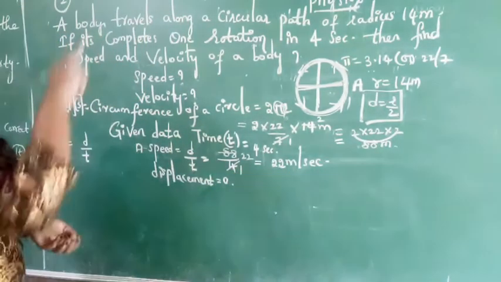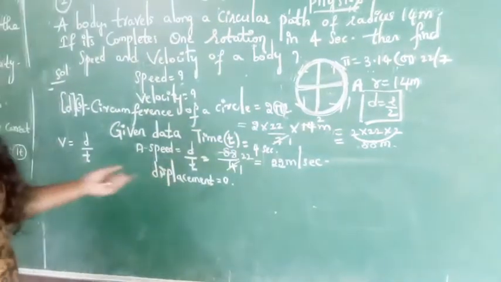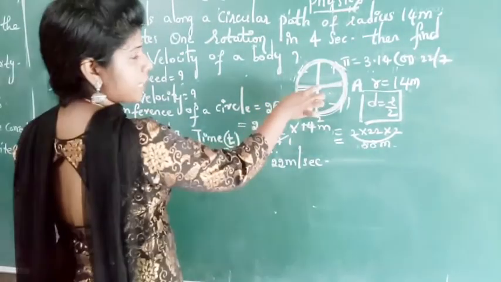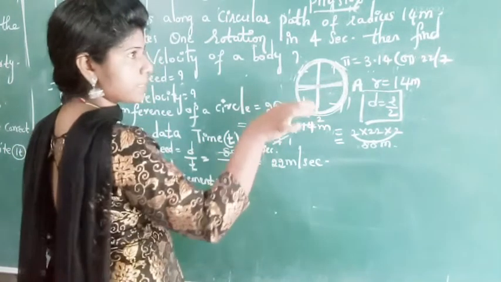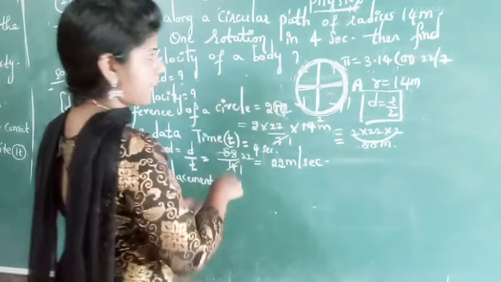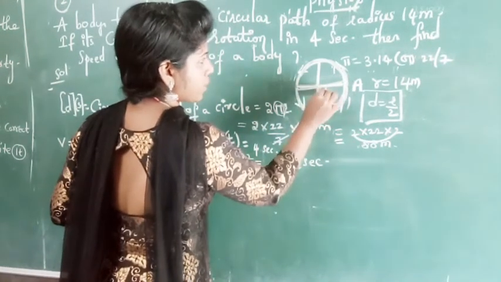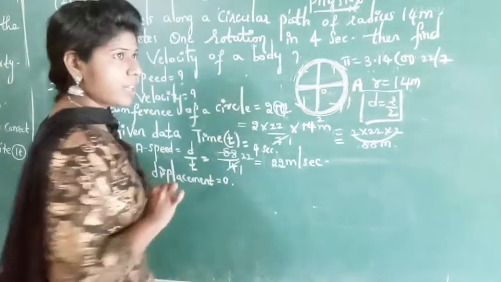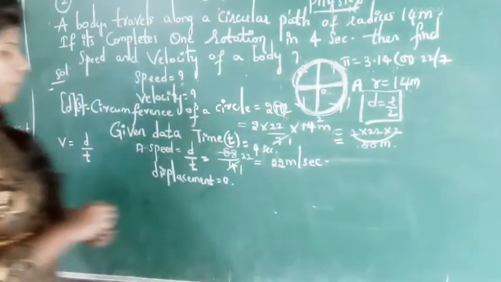Similarly, what do we have to calculate? Displacement. But the point starts from the origin itself. So what is the value of displacement here? Displacement means shortest path, yes or no? This is the shortest path, but it starts from the origin, so its initial value will be 0. Finally it reaches the same end point. Therefore the displacement becomes 0.